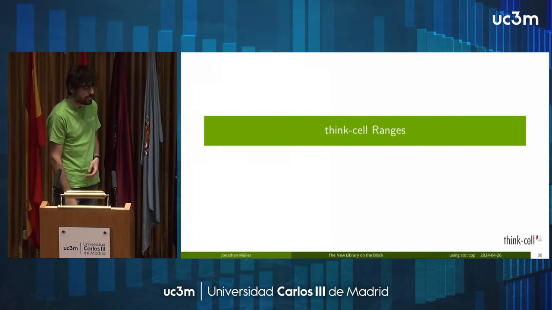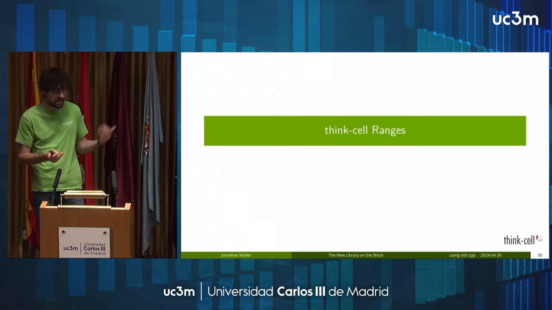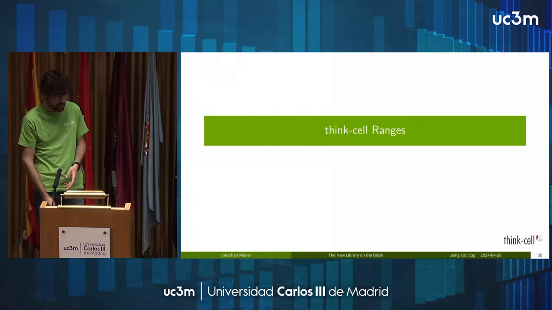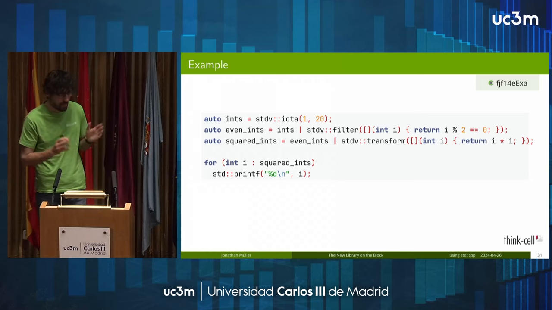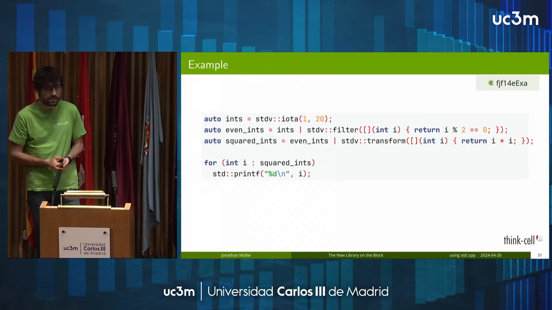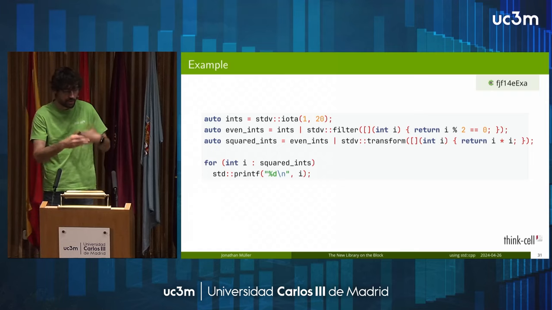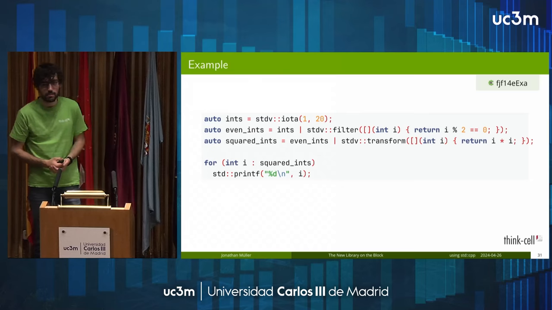But the most important part of our library is our range implementation. So it essentially started with custom ranges. Similar to range-v3, we looked at Boost ranges like decades ago and decided that we wanted to write a better version and came up with the think-cell ranges. So they are very similar to the standard library implementation on the surface. This is an example using the standard library. We create integers from 1 to 20. We only want to keep the even integers. We then square them using transform, and then we can iterate over them and print them.